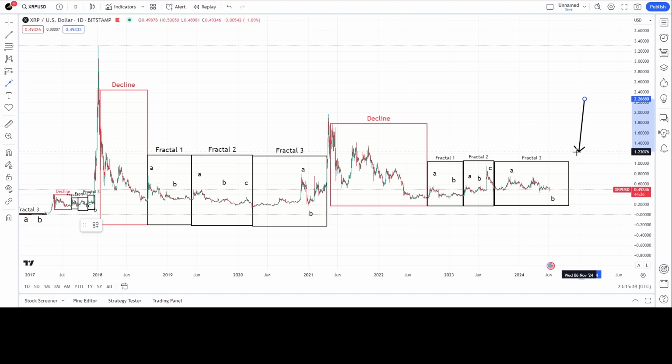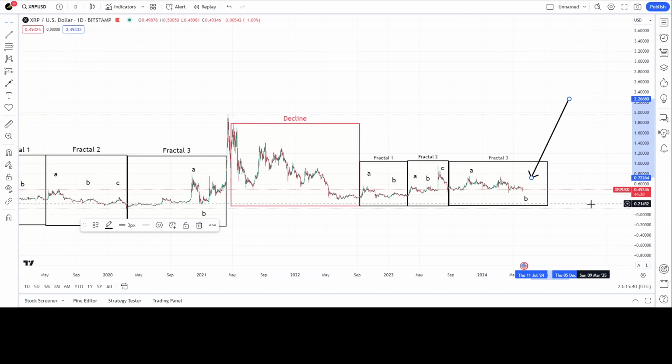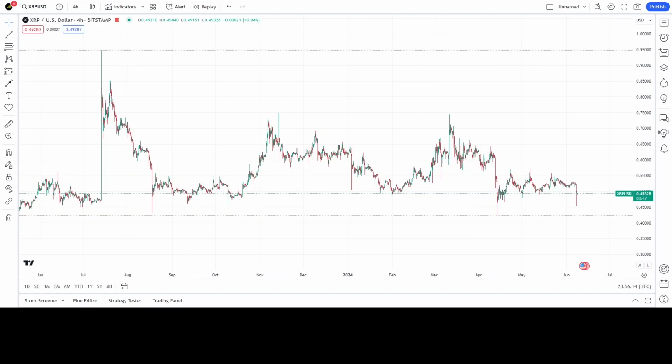Of course, it hasn't gotten to that point yet, so at the moment, I want to see this chart further develop so things become a little clearer. All right, so I cleaned this chart up.